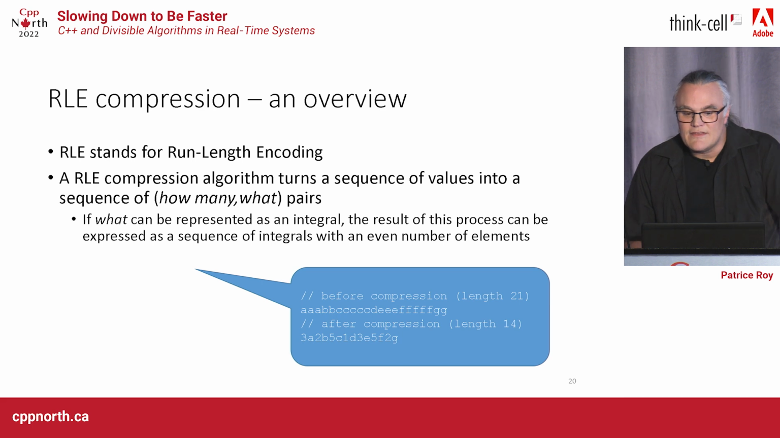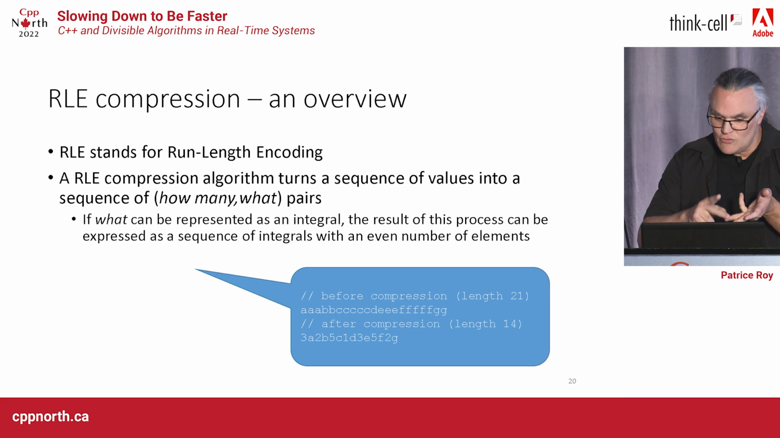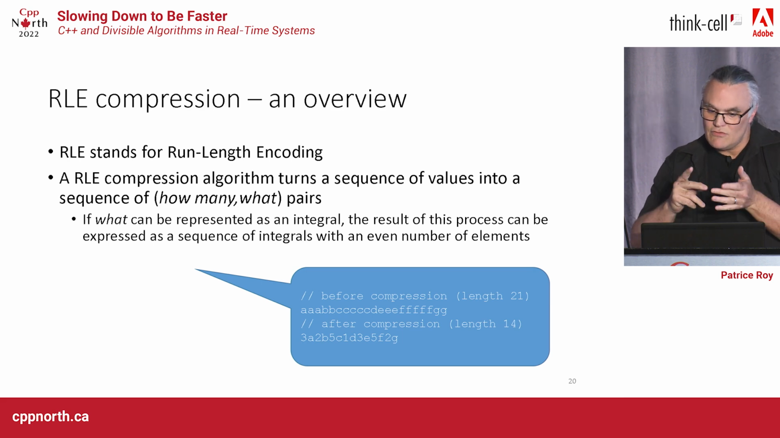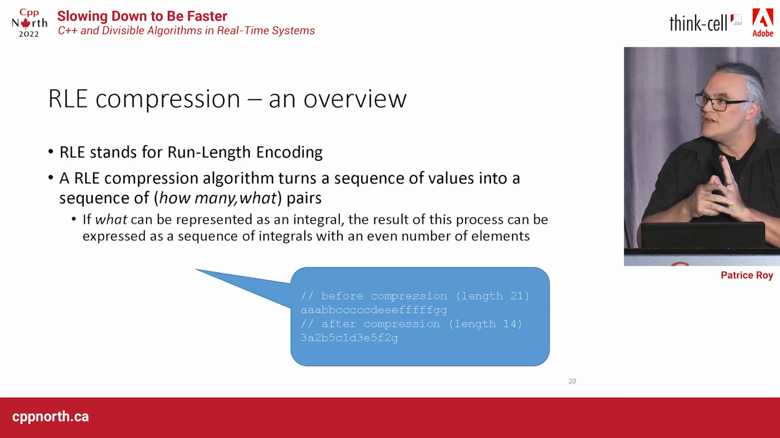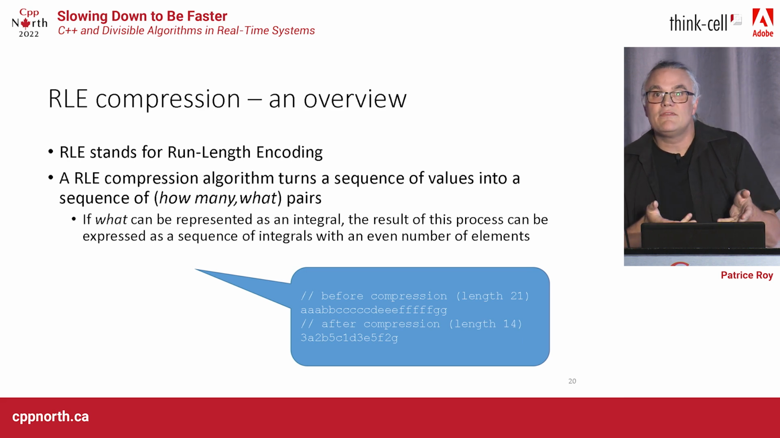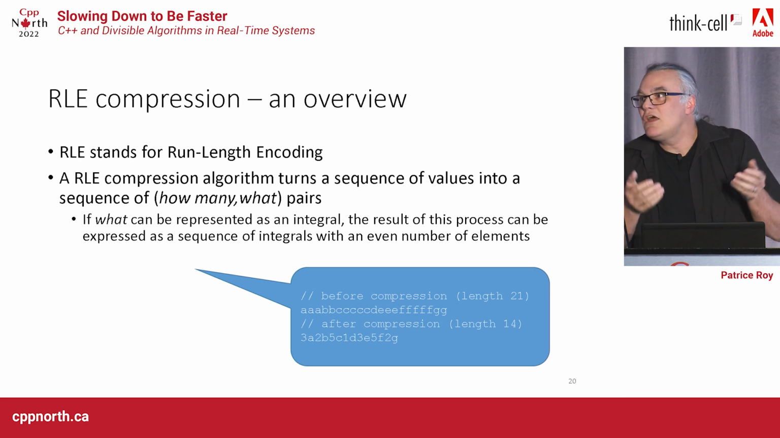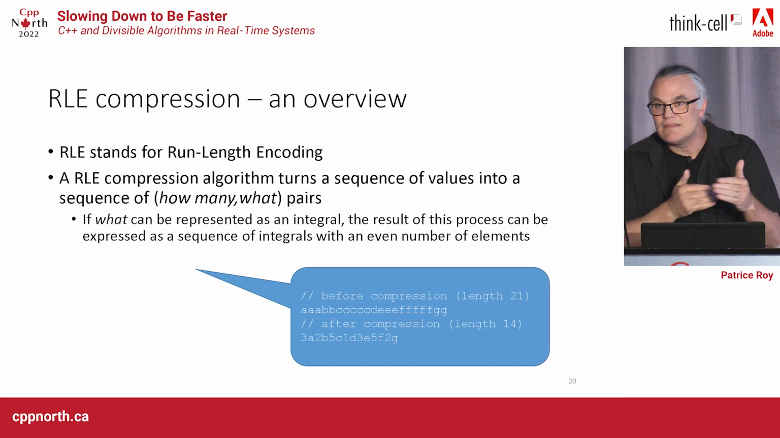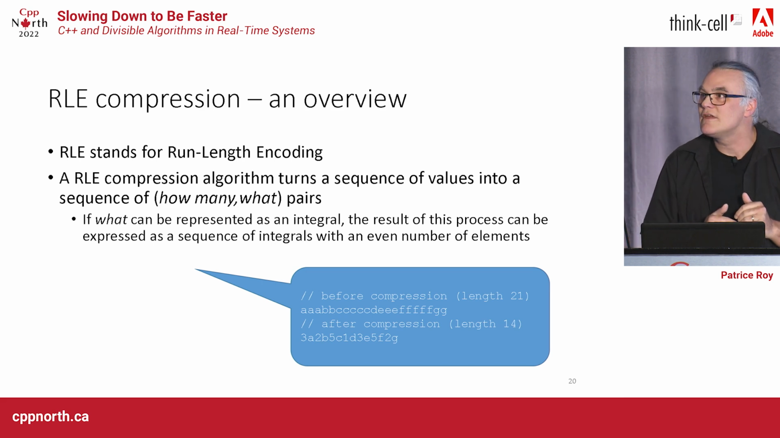So if you have something like this, like A, two Bs, a couple of Cs, one D, a couple of Es, F, Gs, after compression, in this case, we would have 3 As, 2 Bs, 5 Cs, 1 D, 3 Es, 5 Fs, 2 Gs. And you went from a length of 21 to a length of 14 with this simple example. So kind of okay for this. Okay, there's much better stuff than that, but this is simple enough to fit in the kind of thing I'm doing right now.